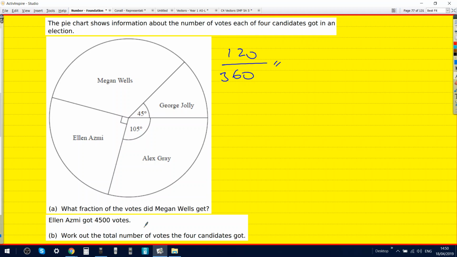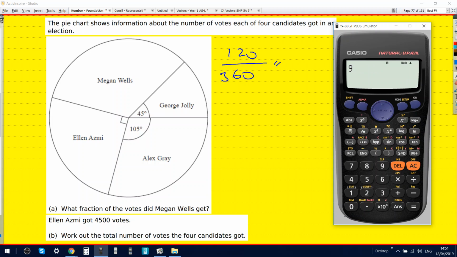So we're looking at it in terms of degree, like the angle. Ellen got 90 out of 360. And so what fraction is that, do you know, of the total? 90 out of 360. So that's a quarter. It's a quarter, right? And so she got a quarter of the votes.